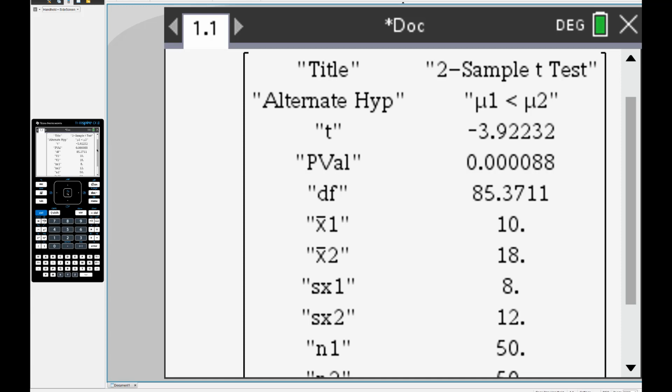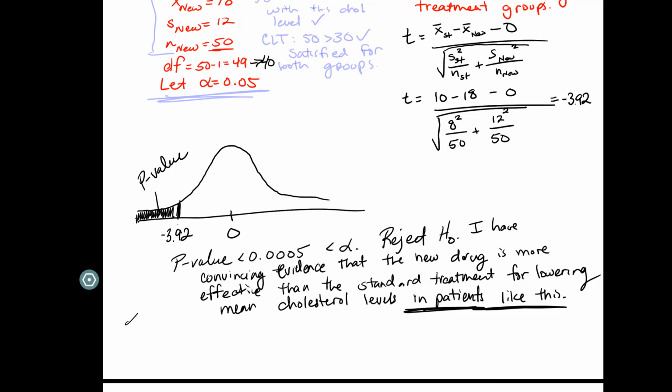Okay, so if I were to write out my results here, if I wanted to do that, I would say that I'm conducting a two-sample t-test.